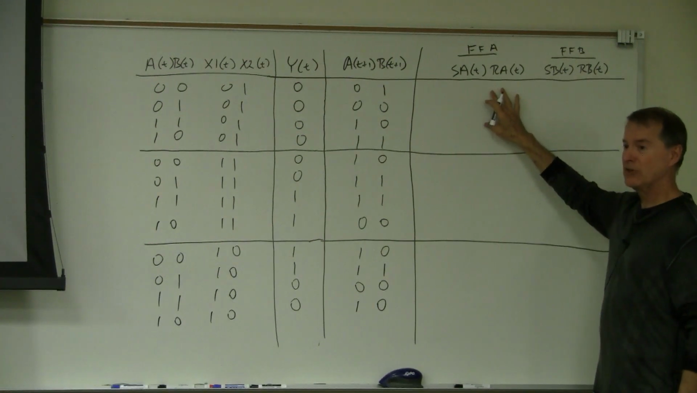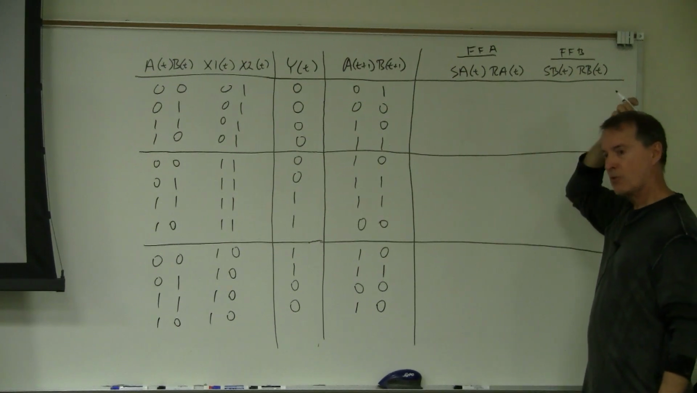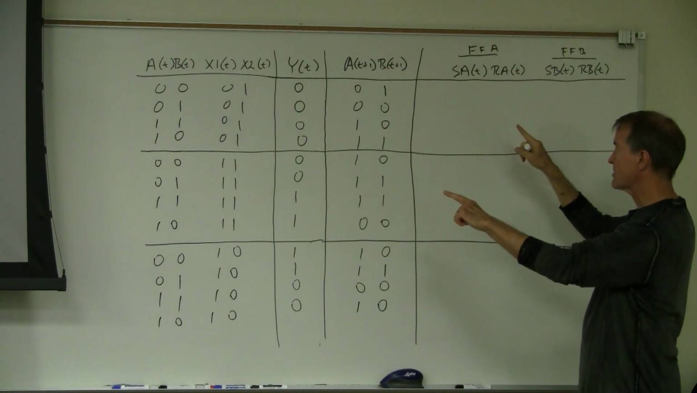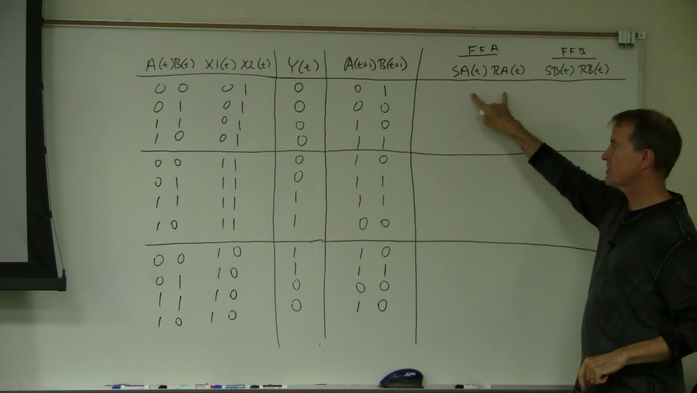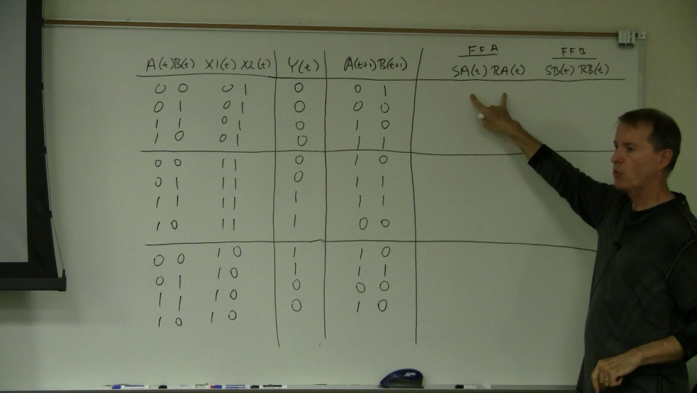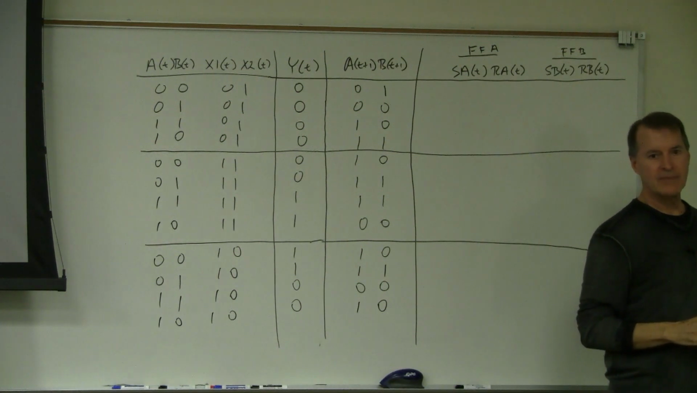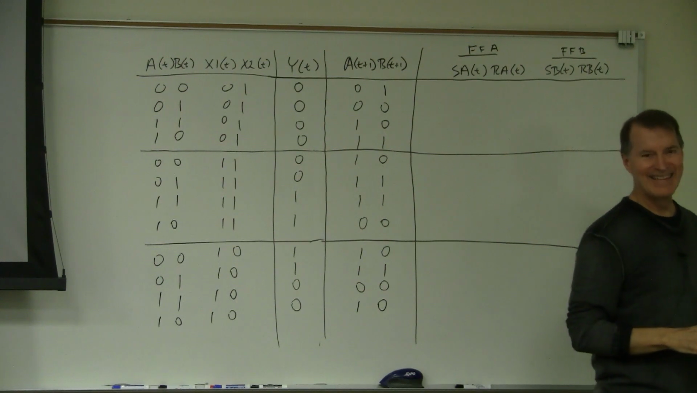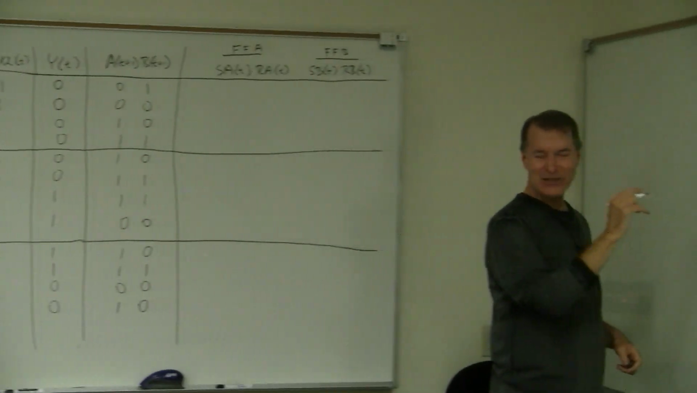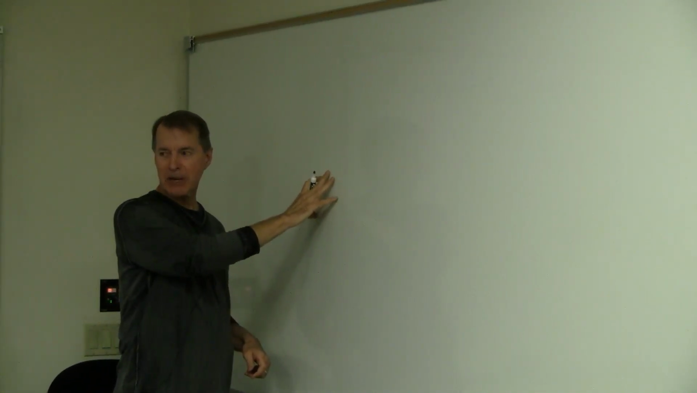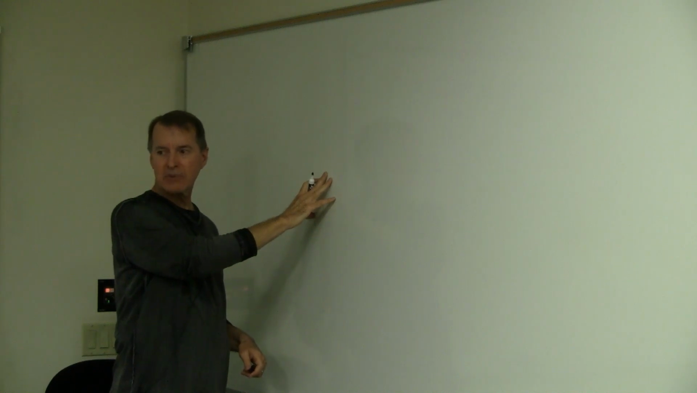How in the heck do we do this? Which columns do we look at, and how do we put this down? I think what we should do is a pair at a time. Let's focus over here. This is something that you should be able to do in the margin of your next exam paper if you need to. You should be able to know what the excitation table is for all the flip-flops.